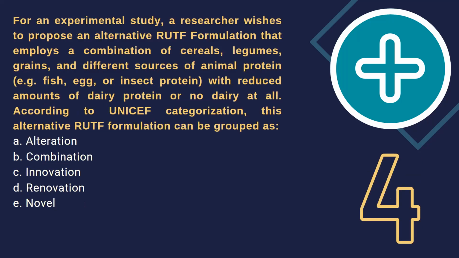Number 4, for an experimental study, a researcher wishes to propose an alternative route of formulation that employs a combination of cereals, legumes, grains, and different sources of animal proteins with reduced amounts of dairy or no dairy at all. According to UNICEF categorization, this alternative route of formulation can be grouped as A, alteration, B, combination, C, innovation, D, renovation, and E, novel. So the answer is C. B, combination. No, answer is C, innovation. It was also described in recent advances.